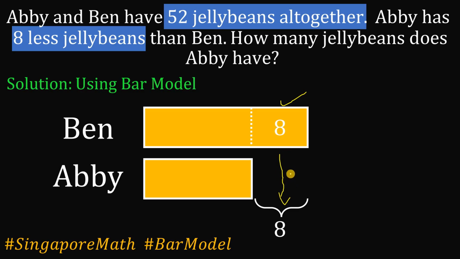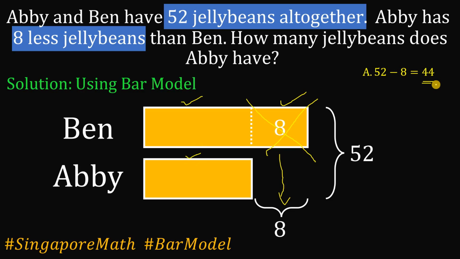Now, so what do we know about this problem? We know if we combine the number of jelly beans of Ben and Abby, we get a total of 52 jelly beans. Now from here, we will do some calculations. First, if we take away 8 jelly beans from the total, so we have 52 minus 8, this will give us 44 jelly beans. And notice that we have the same bar right over here. So these two bars represent 44 jelly beans.